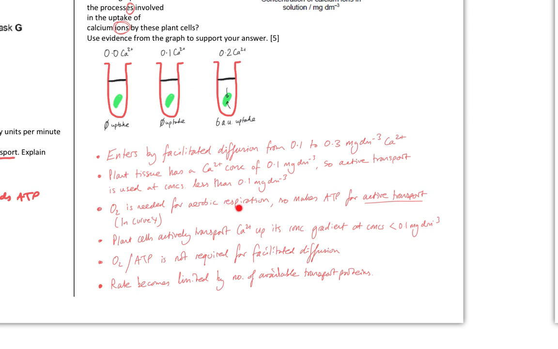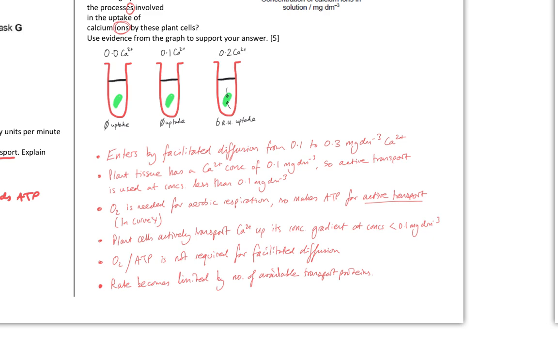That oxygen is needed for aerobic respiration because ATP is needed for active transport. So in effect, I have to say that active transport requires ATP, and that's made in aerobic respiration when oxygen is present. Plant cells actually transport calcium ions up its concentration gradient. Yeah, so when I'm in concentrations less than 0.1 milligrams per decimeter cubed, at that first bit of the graph, oxygen, so ATP, is not required for facilitated diffusion.